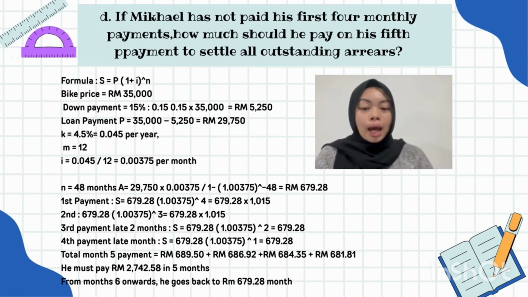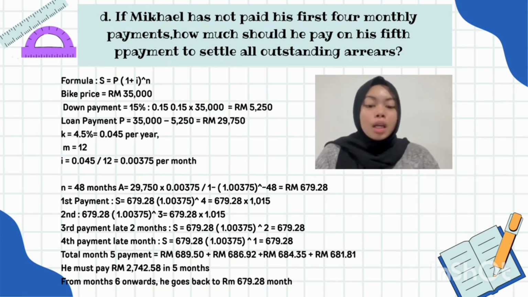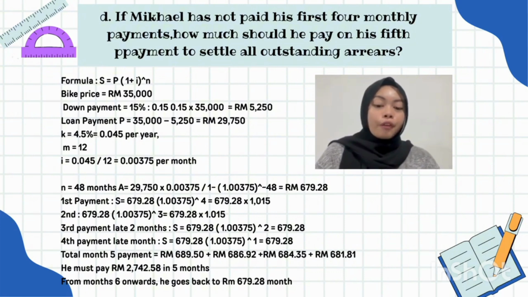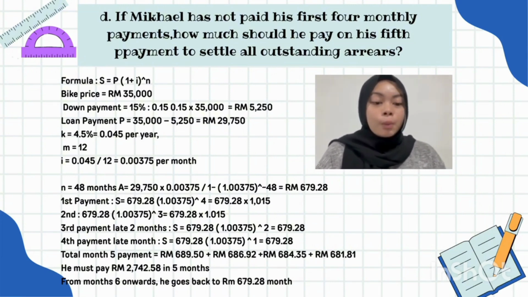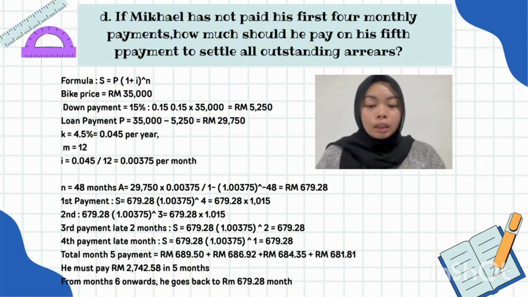So we are going to use the formula i equals k divided by m. For k, we put 0.045, for the m is 12, and then we get the answer 0.00375 per month. And for the n is 48 months. So next, 29,750 multiplied by 0.00375 divided by (1 minus 1.00375 to the power minus 48), and then we get the answer 679.28.